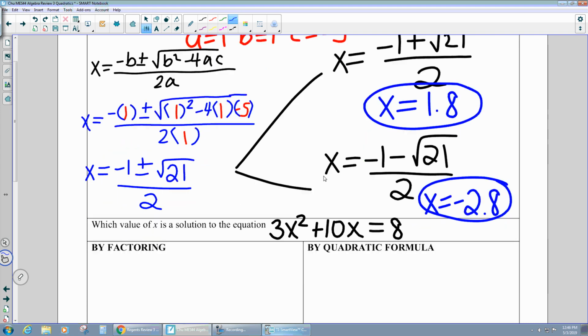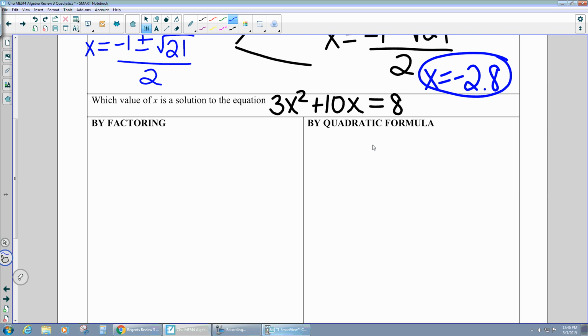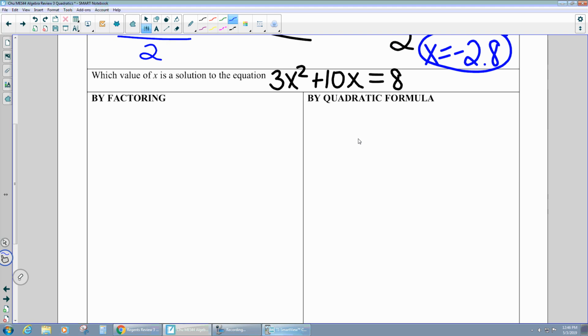So this last problem down here requires us to do factoring and quadratic formula. If you would like, please pause the video here and try these by yourself before we go over it.